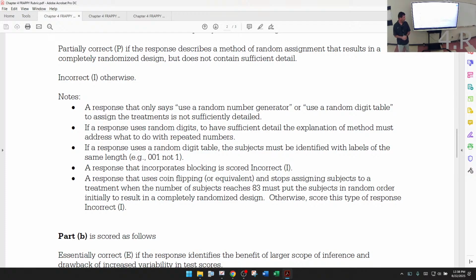A response that uses coin flipping or equivalent and stops assigning subjects to a treatment when the number of subjects reaches 83 must put the subjects in random order first to have a completely randomized design. Because once you stop at 83, it's no longer randomly generated because not everybody else has an equal chance of being selected anymore. They're done. Okay with that?